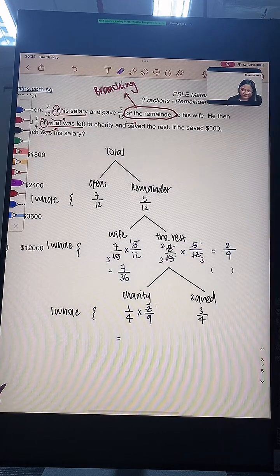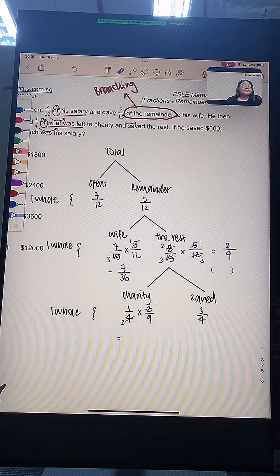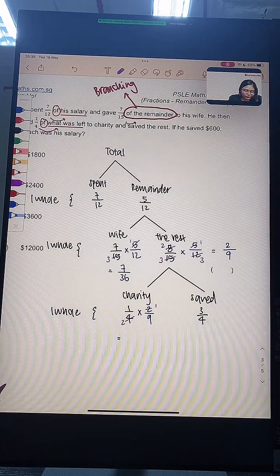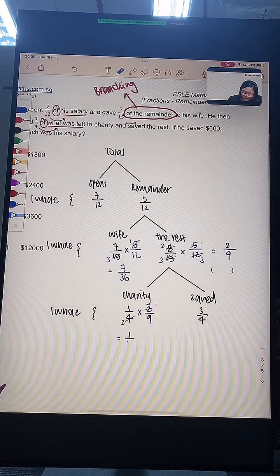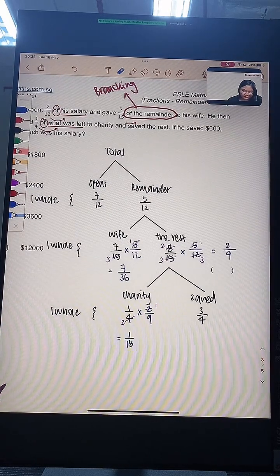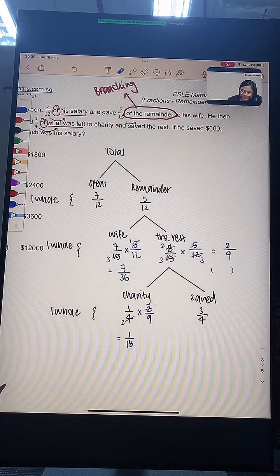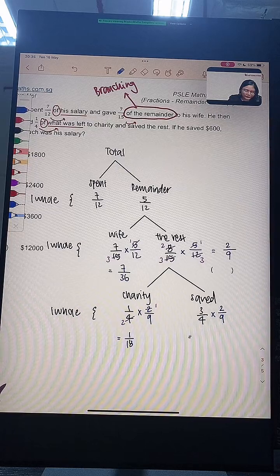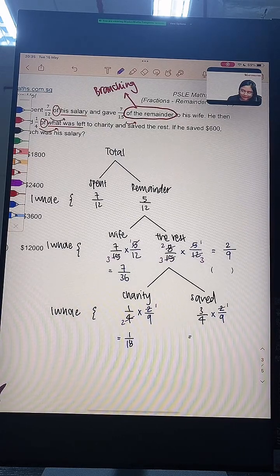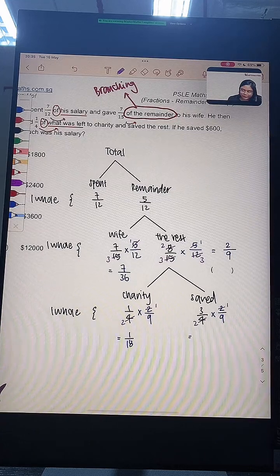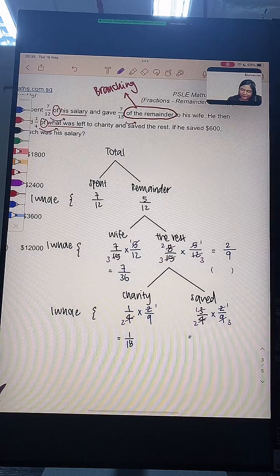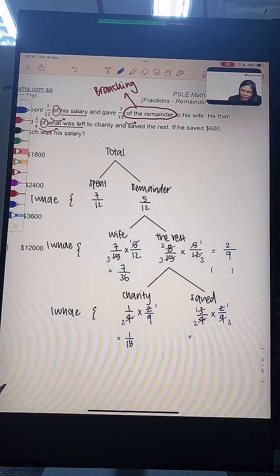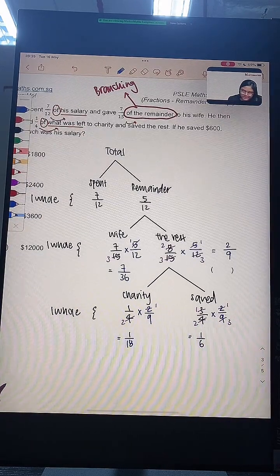We are going to get 2 cancel becomes 1, 4 cancel becomes 2. Divide both by 2. This gives us 1 out of 18. And on the other side, 3/4 times 2 out of 9. 2 divided by 2 is 1, 4 divided by 2 is 2, 3 divided by 3 is 1, 9 divided by 3 is 3. We will get 1 out of 6.